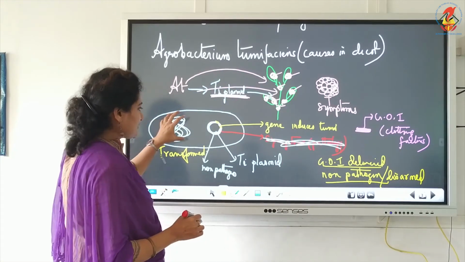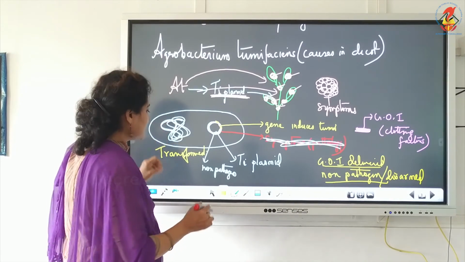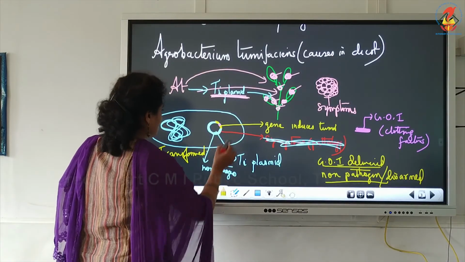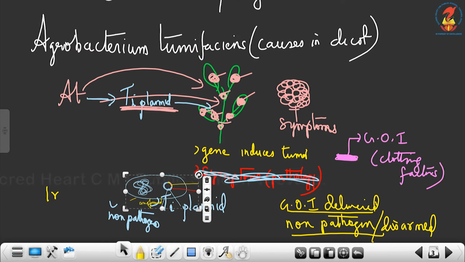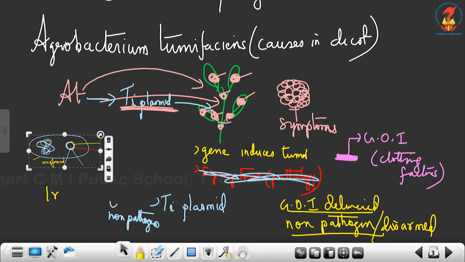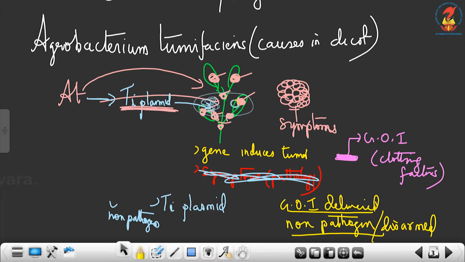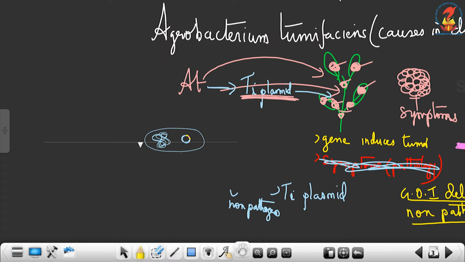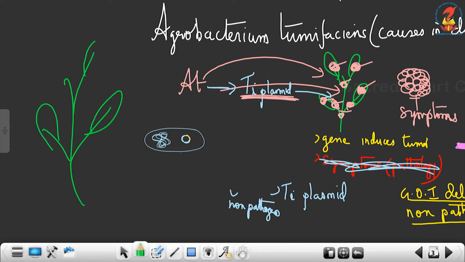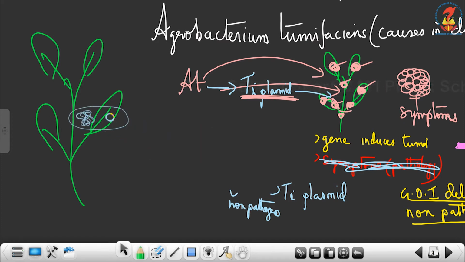And now this particular bacterium is deliberately made to infect the host. So this is Agrobacterium tumefaciens with all the modifications. Now we have the rDNA in it. Now this is made to deliberately invade another host. So I'll draw another host, a healthy plant. So by deliberately invading the host, it's invading.